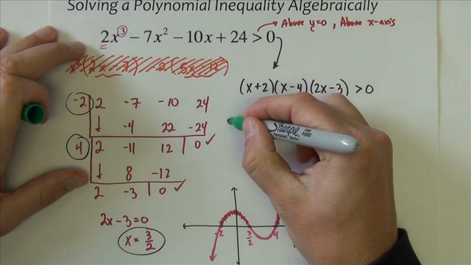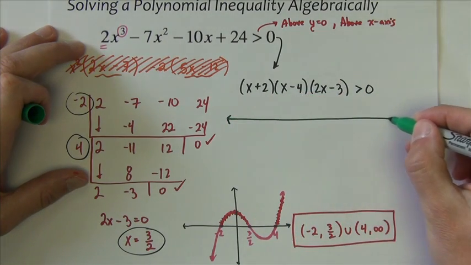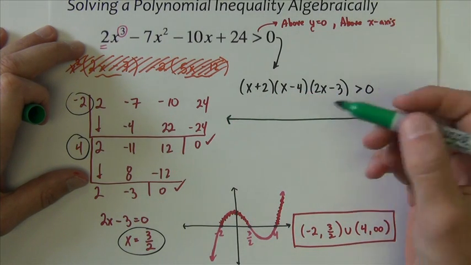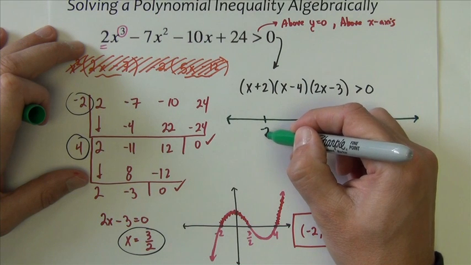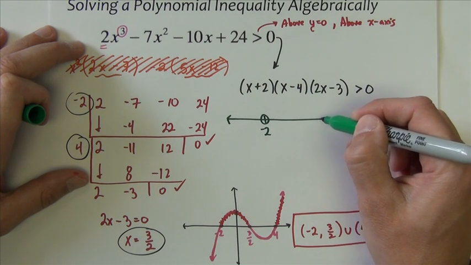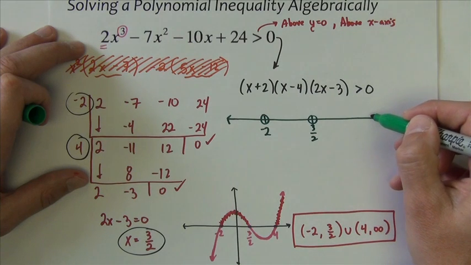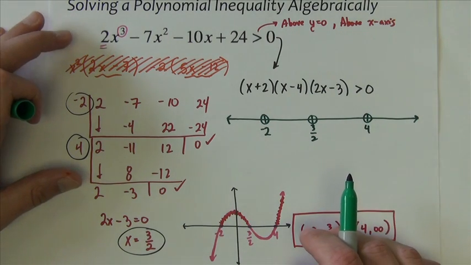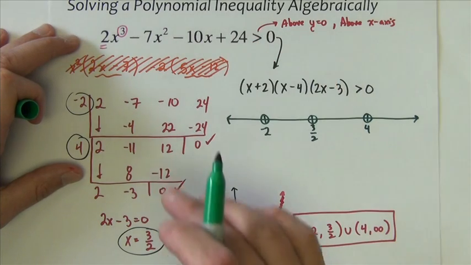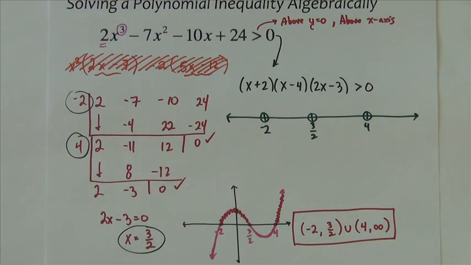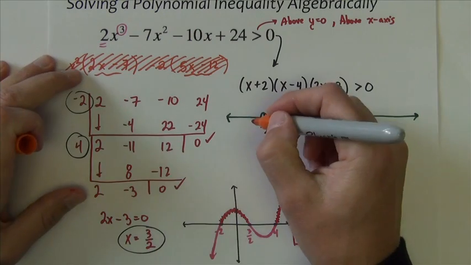What I can do is I can take these zeros, I'm going to do a number line analysis. I've got -2 as an answer, I've got 3/2 as an answer, I've got 4 as an answer. I'm using open circles everywhere because there is no equal to on the inequality. And what we're going to do is pick numbers. Okay, so let's just pick something out here.